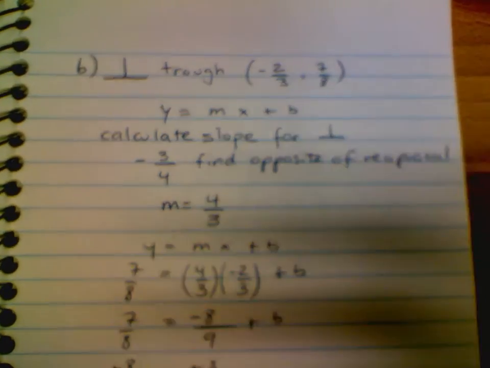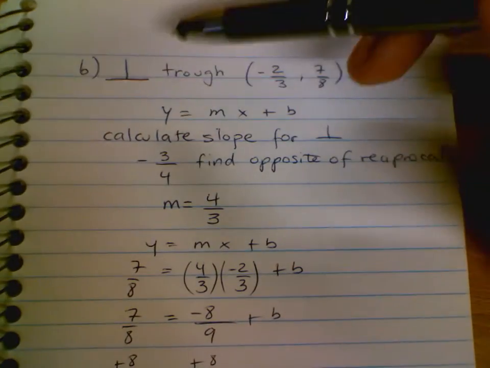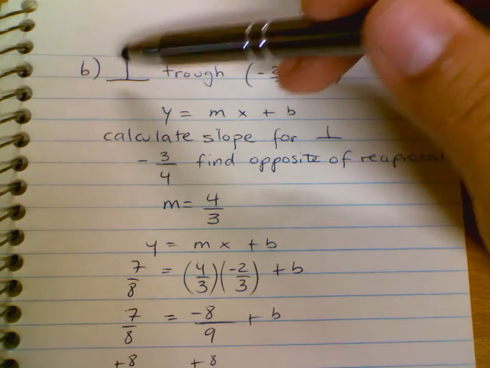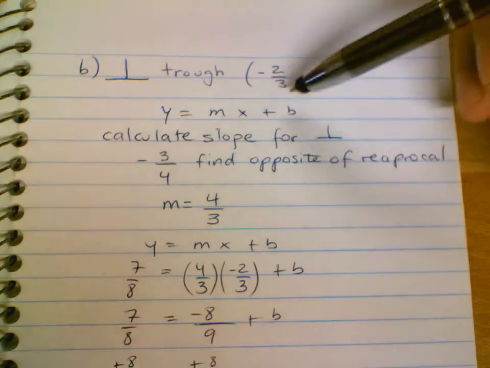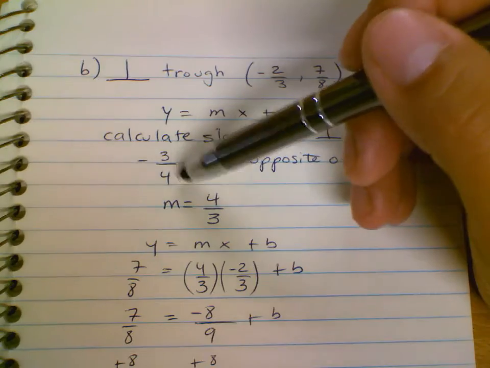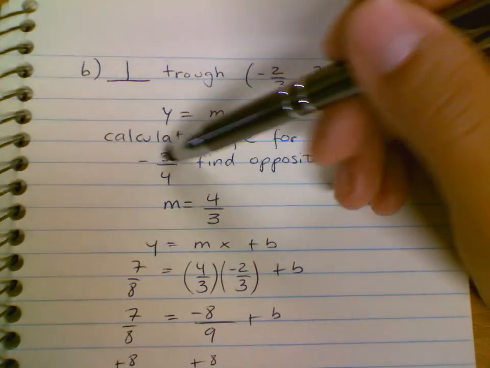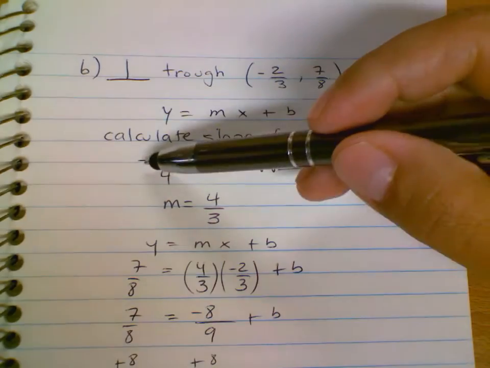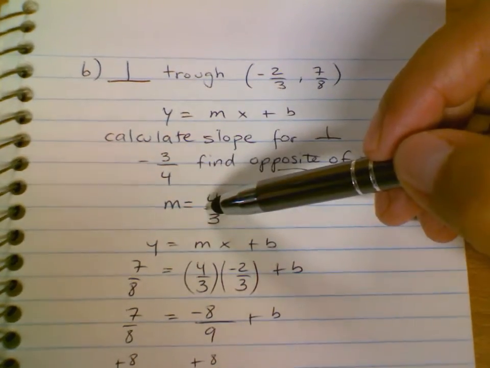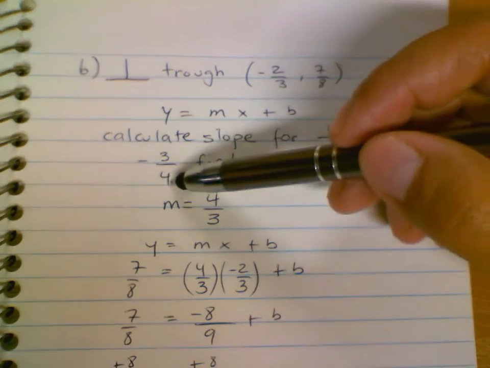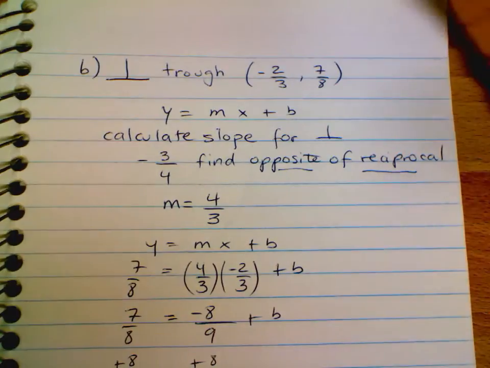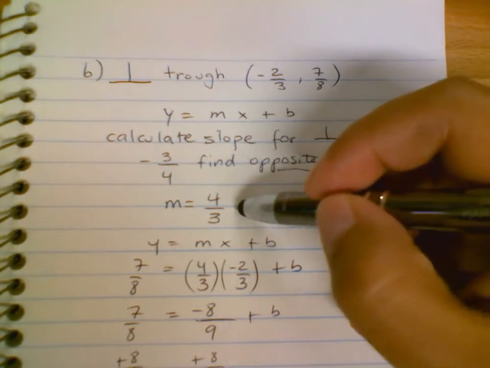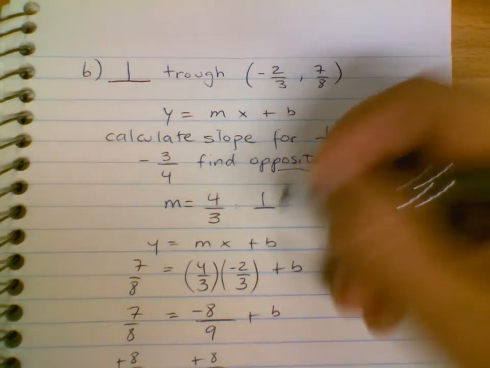Now, for perpendicular lines, you might want to just slow down here. If I'm writing a perpendicular line through this point, I cannot use the same slope that I found previously. I cannot use negative 3/4 anymore. I must find the opposite of the reciprocal. So since this is negative, you know the other slope is going to be positive. And since you have 3/4, you just flip it to find the reciprocal, 4/3. So this is the slope that you're going to use for the perpendicular line for this equation.